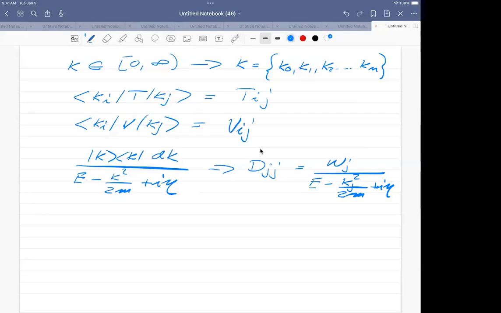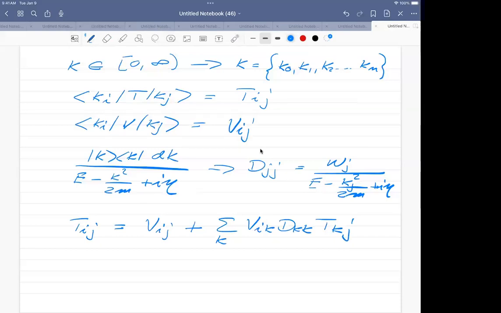But if you use these quantities, you can rewrite T_ij as V_ij plus a sum over k, and then you have V_ik, then you have this matrix D_kk multiplied with T_kj. That's the equation in a discretized form. So instead of integrating, you're now summing over the discretized momentum. And this is typically the way you solve this type of equations.